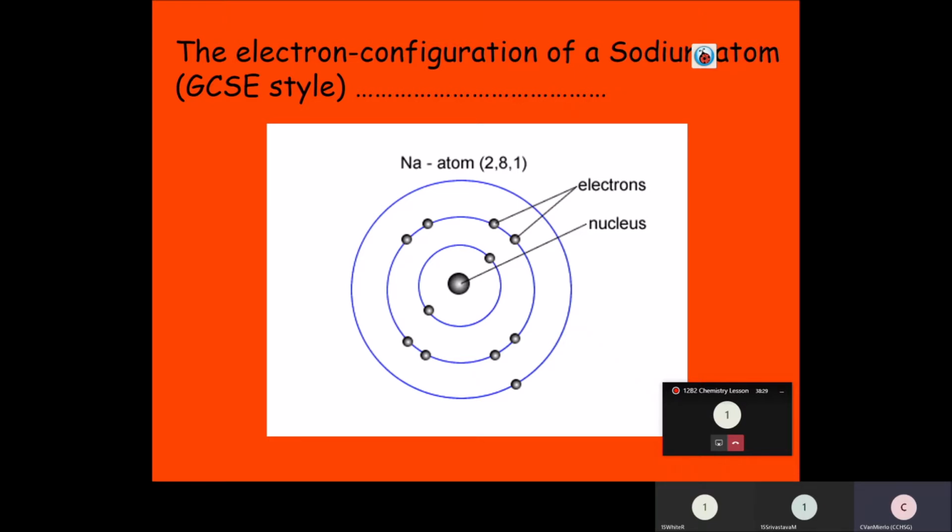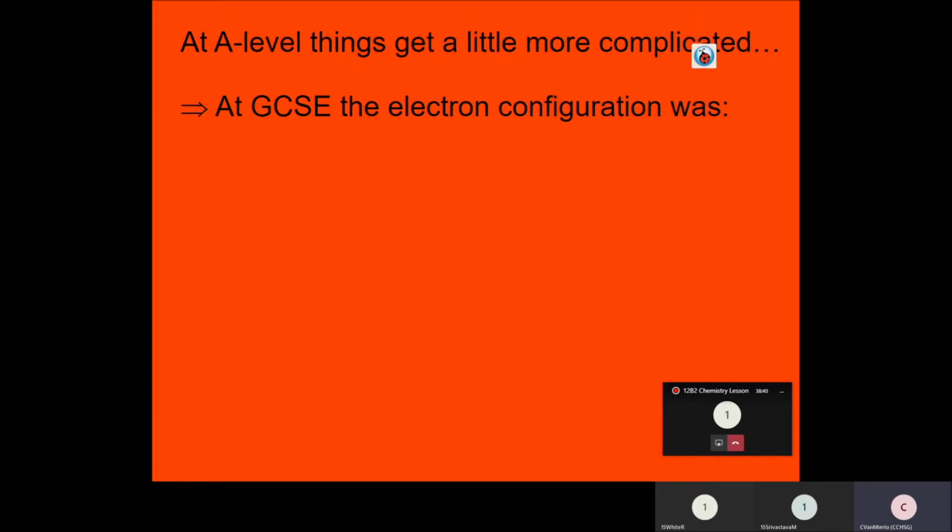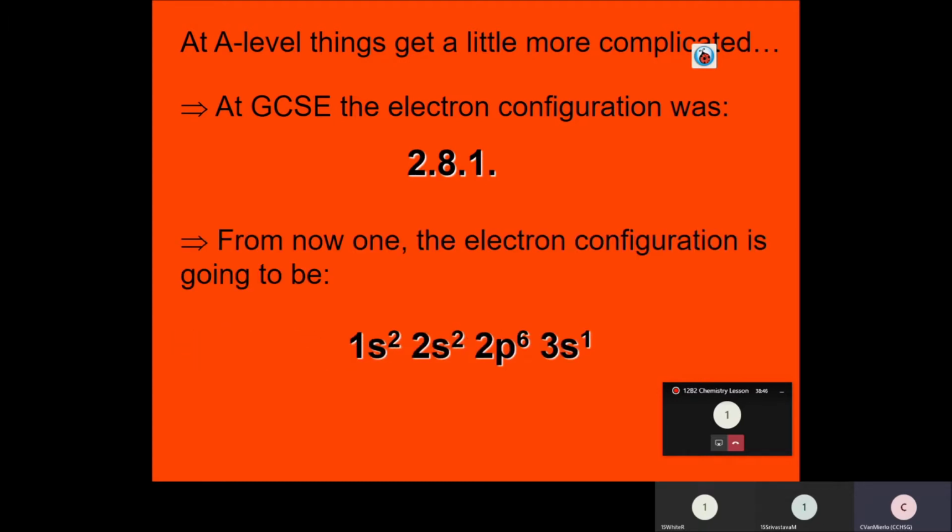So we've got 2.8.1, and then we've got a dot diagram, rather than a dot and cross diagram, of a sodium atom. What we need to be able to do is move from that to that. So with your neighbour or neighbours, can you see if you can spot any similarities and any differences?